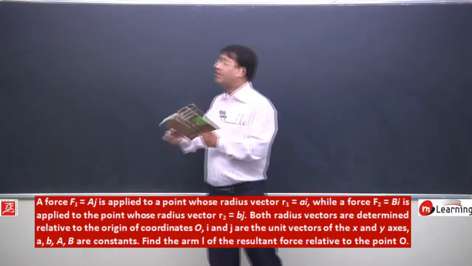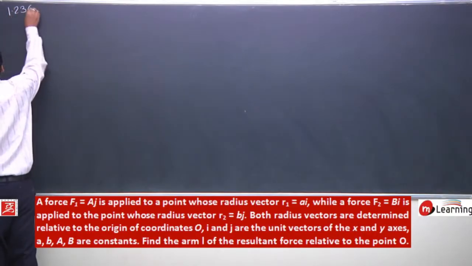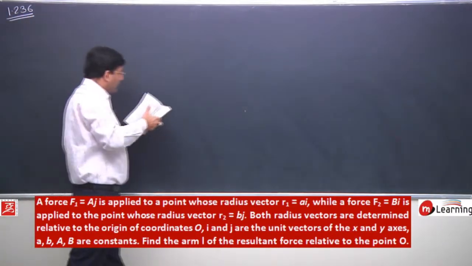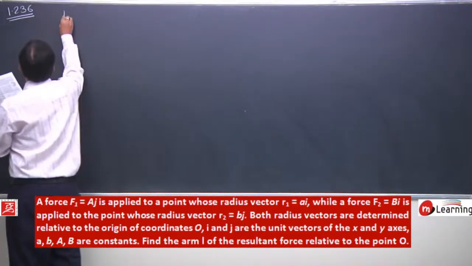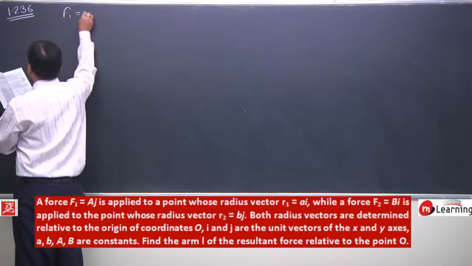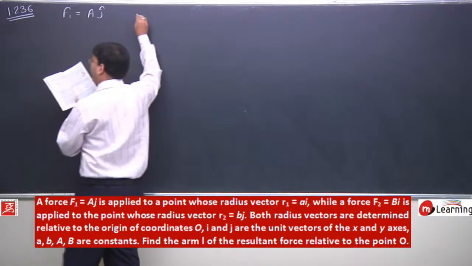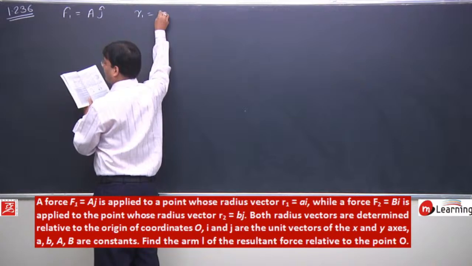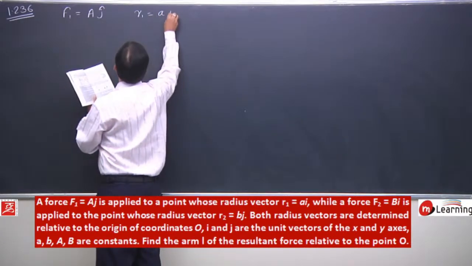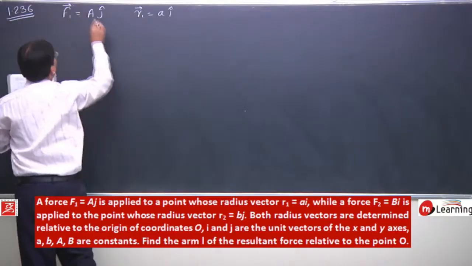I will solve problem number 1.236 for you. Now, a force F1 is equal to AJ is applied to a point whose radius vector R1 is AI. This is the radius vector of F1.